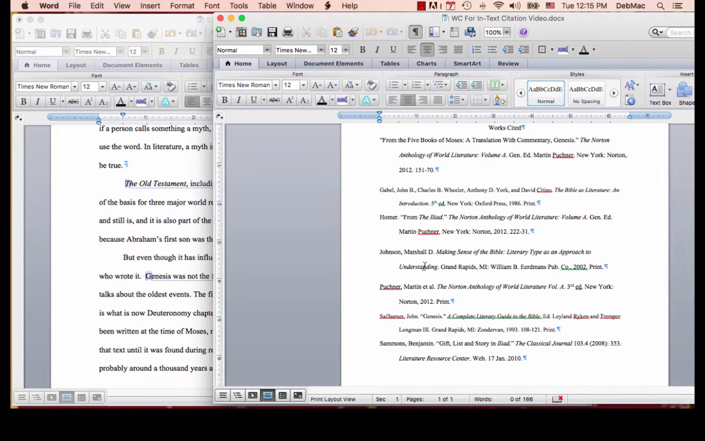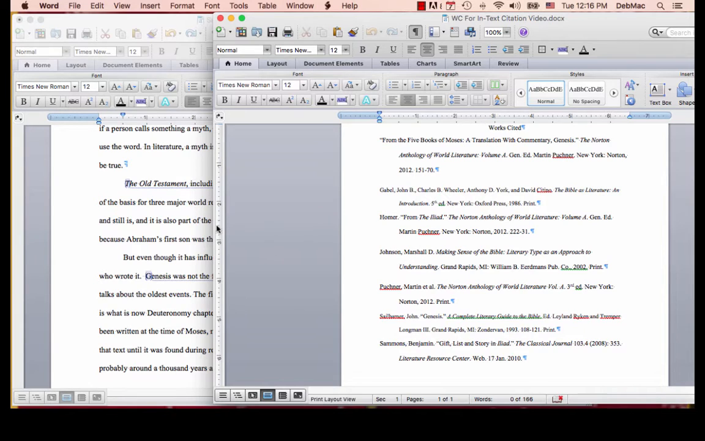And what you use for your in-text citation is always the first item that's on the works cited entry, which is why it's better to make up a working works cited page before you write the paper, because how do you really know what the first item is in the entry if you haven't written the entry, right? So we find Johnson, and we see here that it's Marshall D.